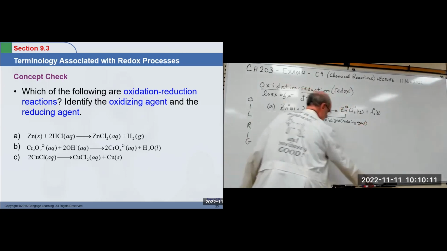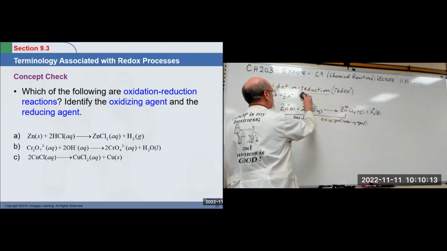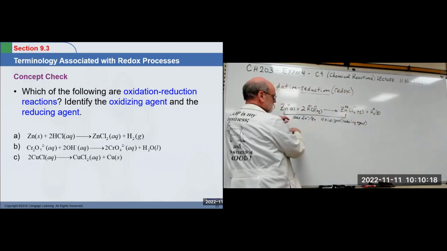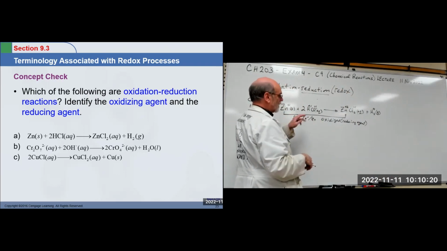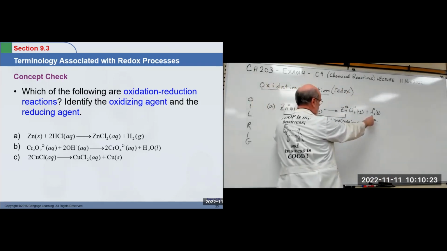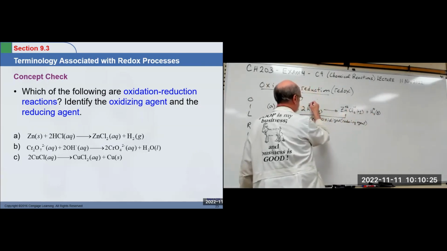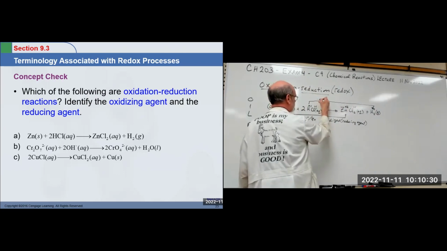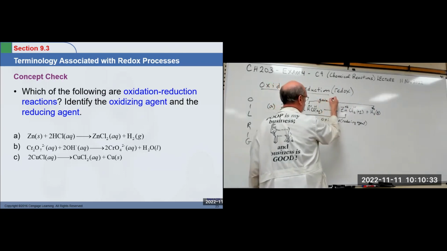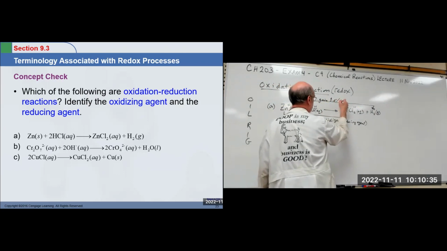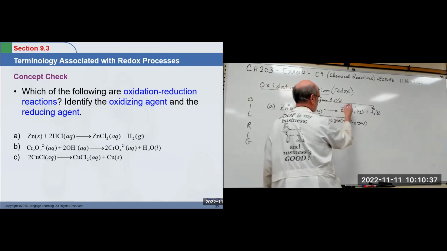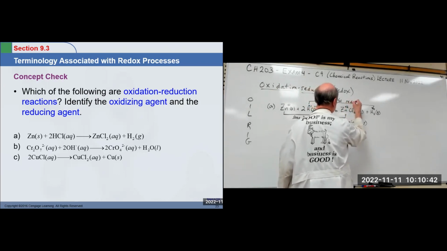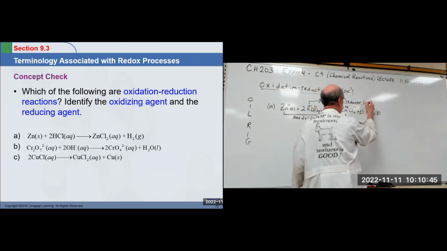All right. And make a little more room up here. There we go. So that means, which one changes now? Hydrogen goes from +1 to 0. So it's a gain of 1 electron per hydrogen, which is reduced, which makes it the oxidizing agent.